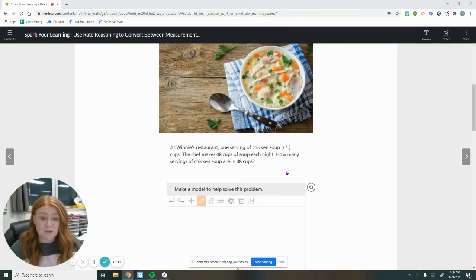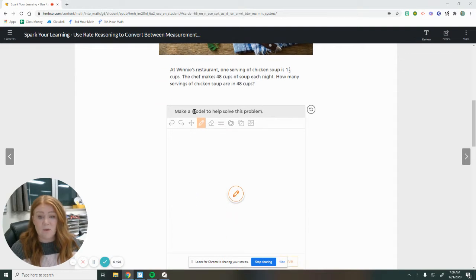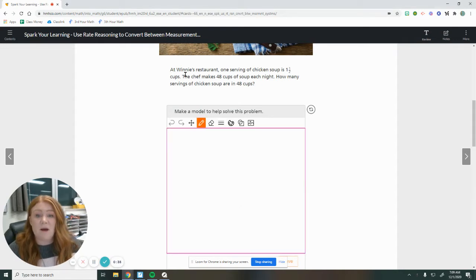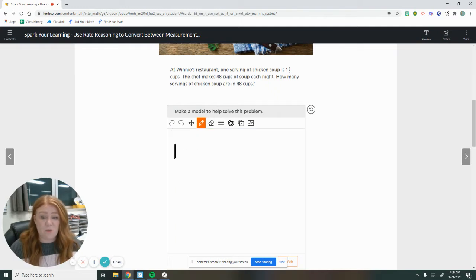So at Winnie's restaurant, one serving of chicken soup is 1.5 cups. The chef makes 48 cups of soup each night. How many servings of chicken soup are in 48 cups? So when we're making a model, that means it wants us to draw something to represent this. So we know one serving is 1.5. And then I can see here that the chef makes 48. So I know that 48 is the total.